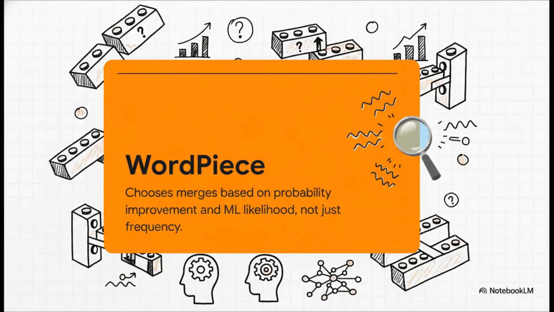Now, what's really interesting about this slide is how WordPiece takes a totally different approach. Instead of just merging tokens based on how often they appear next to each other, it chooses merges based on probability improvement. It essentially asks the math, hey, does snapping these specific Lego blocks together probabilistically improve the language model's likelihood of being correct? By evaluating machine learning likelihood rather than just frequency, it makes the model remarkably smarter, which is exactly why it's the tokenization engine behind Google's BERT models.